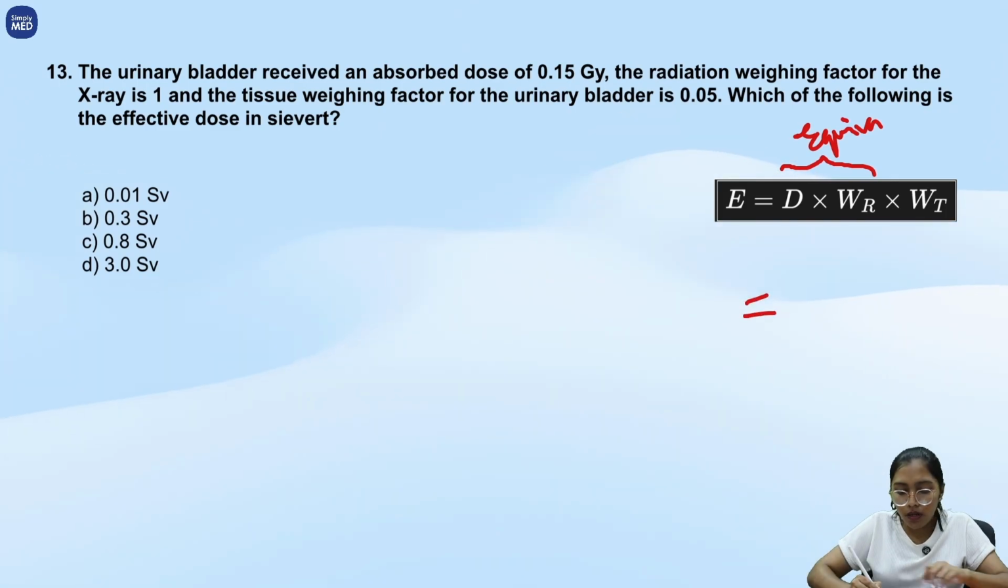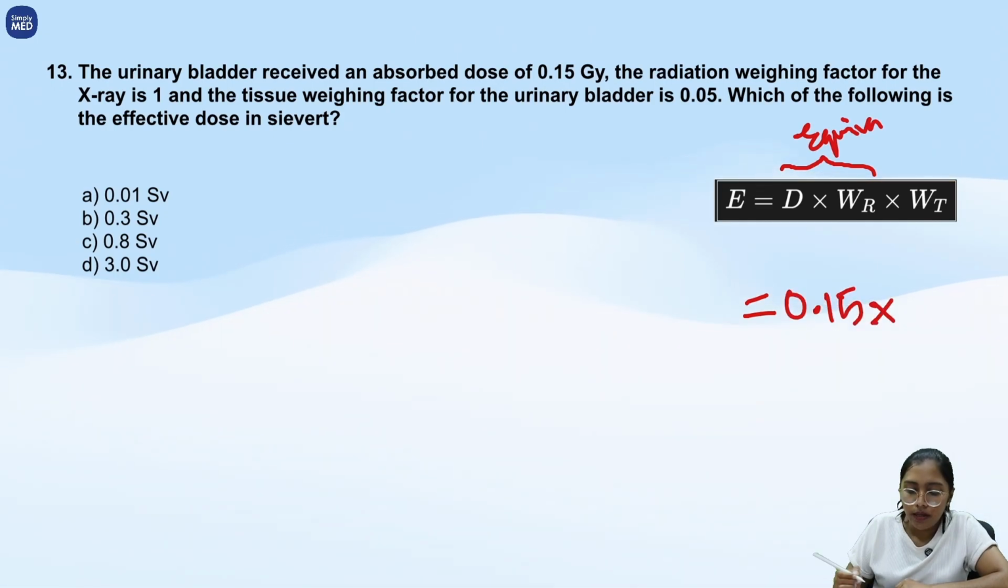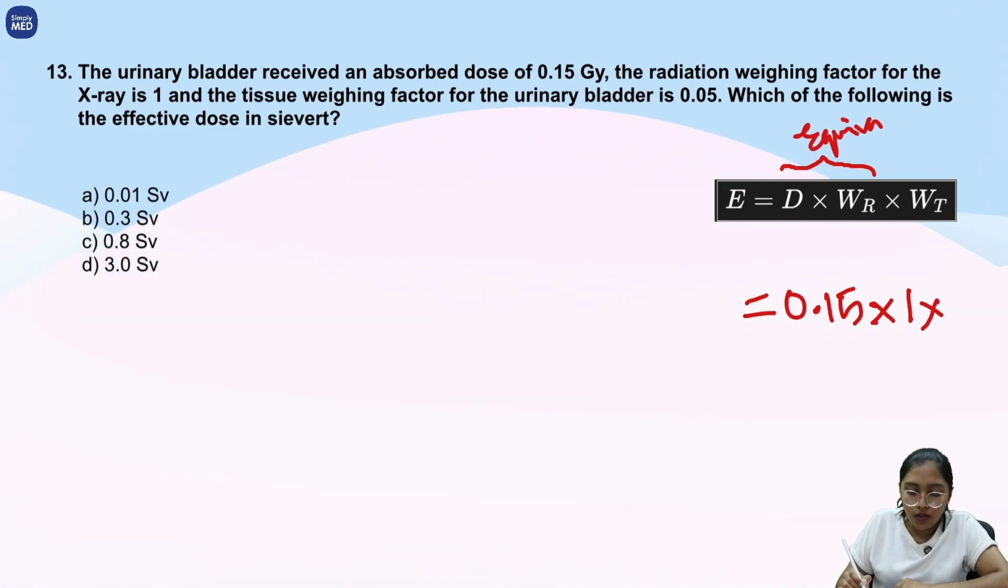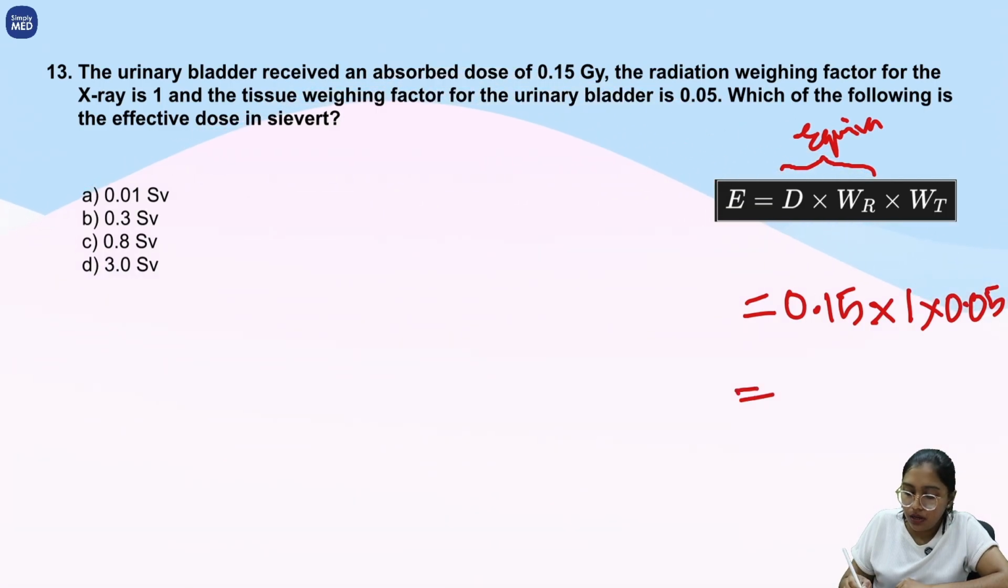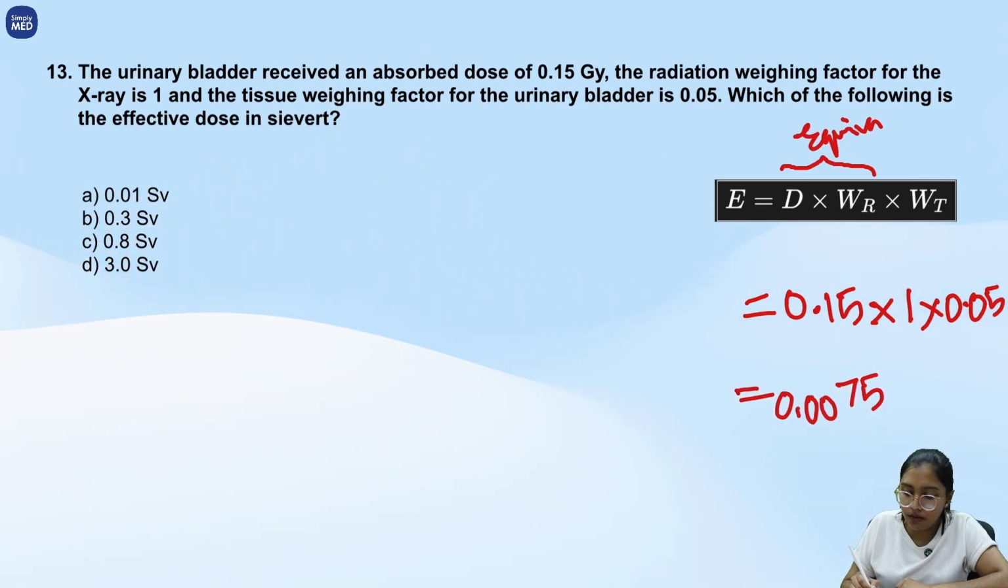So we can find out from the question. The absorbed dose given is 0.15, times the radiation weighting factor of 1, then the tissue weighting factor of the bladder is 0.05. Now when we multiply this, 15 times 5 is 75, and with 4 decimal points, it is 0.0075. When we look at the options, we can't find 0.0075.